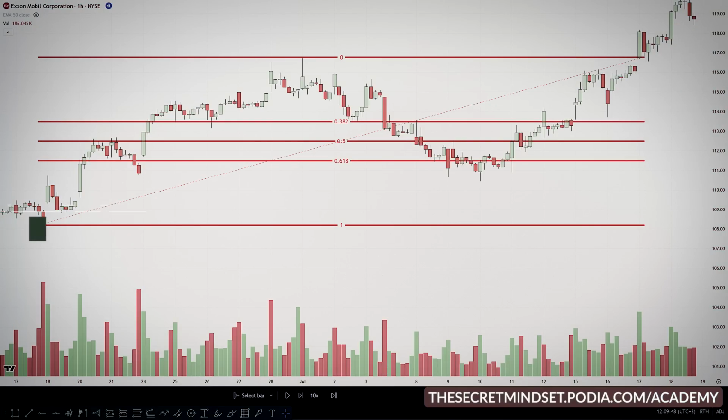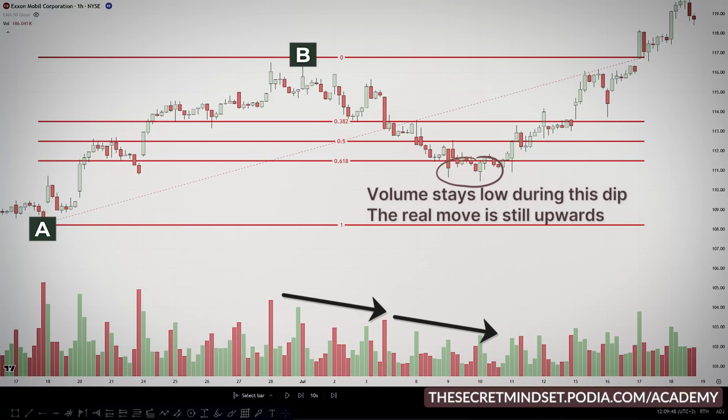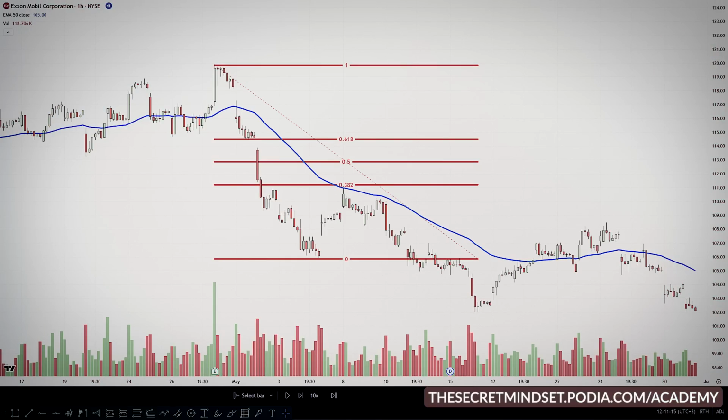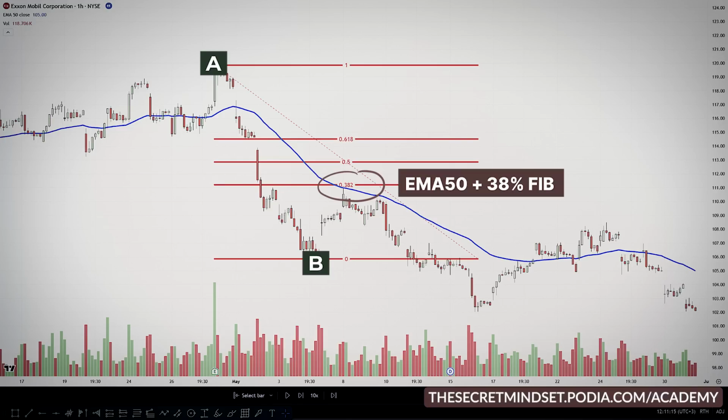Using volume with Fibonacci levels also helps you spot fakeouts. Sometimes price might dip below a Fibonacci level, scaring some traders. But if volume stays low during this dip, it might just be a trick. The real move could still be upwards. So when you see price approach a Fibonacci level with declining volume, get ready. This could be a great entry point. But don't jump in just yet.